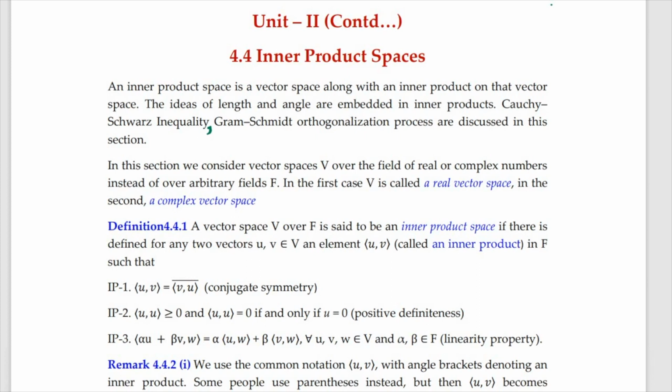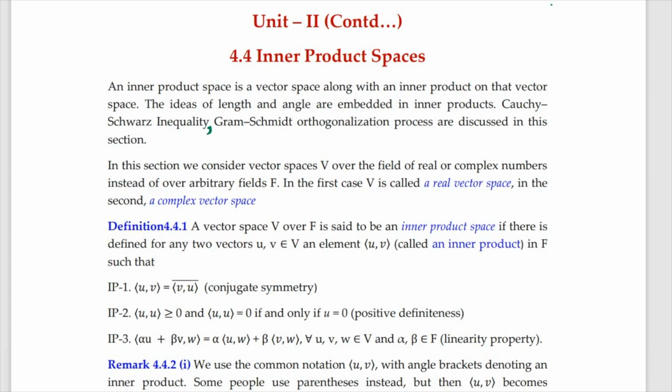Moreover, with the inner product of two vectors being a scalar, it is established in Cauchy's inequality that the absolute value of the inner product of two vectors, say u and v, is at most the product of the lengths of the two vectors, the length of u and the length of v. The Gram-Schmidt process of converting a basis into an orthonormal basis is also given in this section.